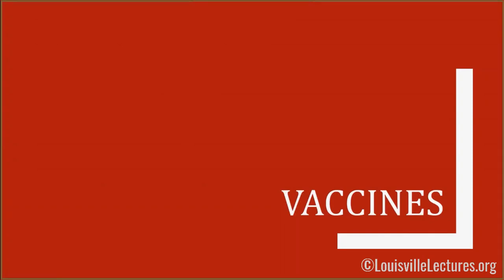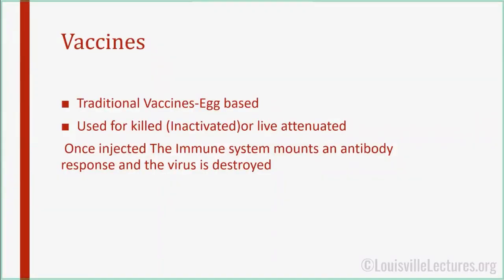Now, in the last remaining few minutes, we'll talk very quickly about vaccines. Just in general, just real quick background. With vaccines, most of the traditional vaccines have been egg-based, and they're used for live attenuated vaccines and also for killed vaccines. They've been used and actually constructed this particular way for over 70 years. And the premise behind that is once these are getting injected in the body, the immune system mounts an antibody response, and then the virus is ultimately destroyed.